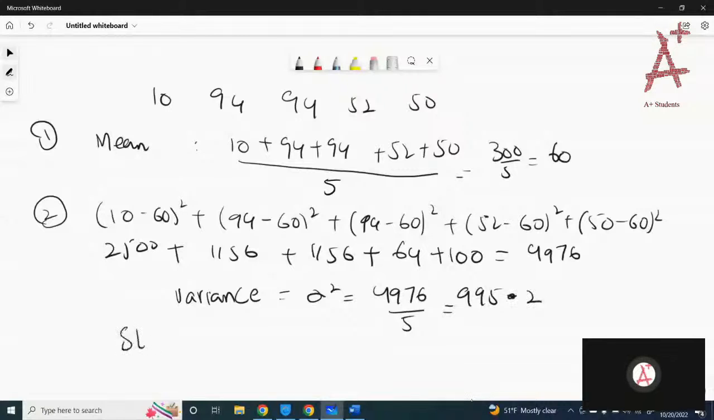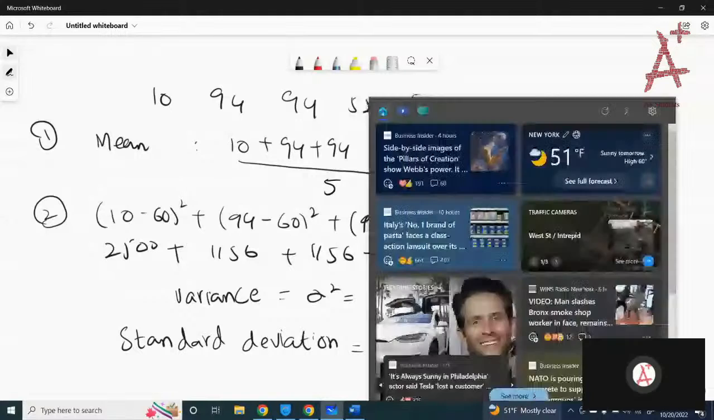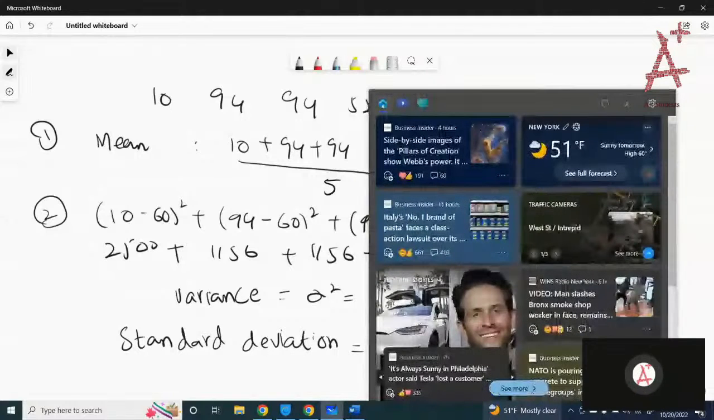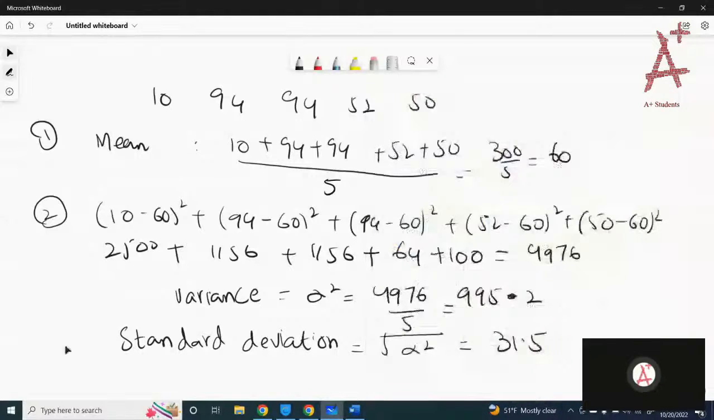And for the standard deviation, you have to find the square root of the value. Got it? Just find the square root of the variance. Square root of 995.2 is 31.5. That means the standard deviation of the data is 31.5. Got it? So select the correct option and then click on the OK button. Got it?